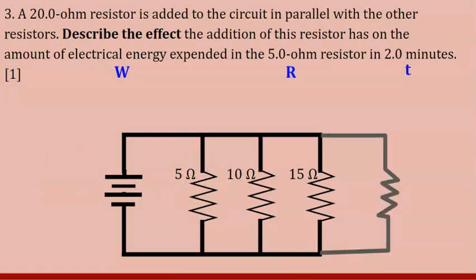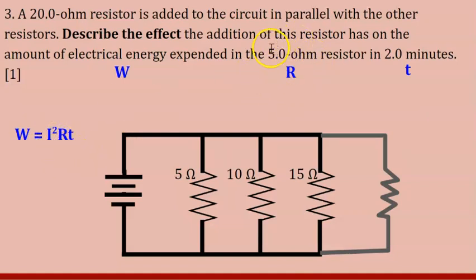So what's happening here? They told me I'm going to add a 20 ohm resistor, so I added that on in parallel. And I want to describe the effect that it has on the electrical energy, so W, through the 5 ohm resistor. I would technically be able to solve for W the same way that I did last time. I could still use W equals I squared RT.